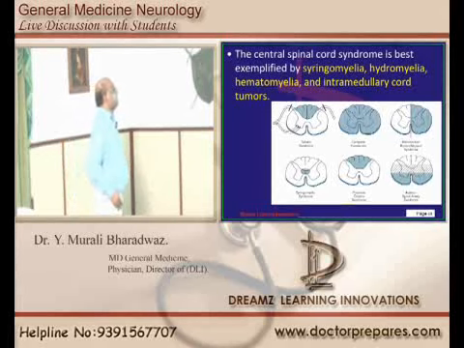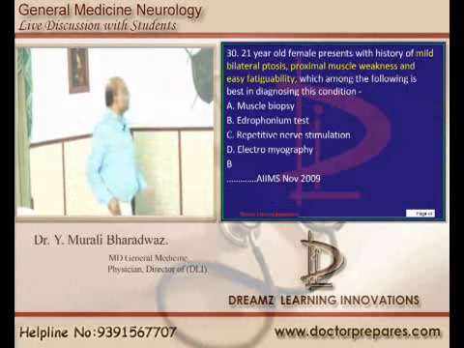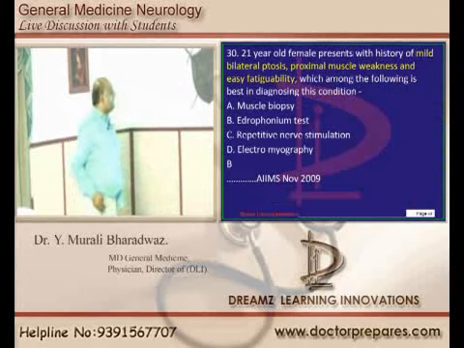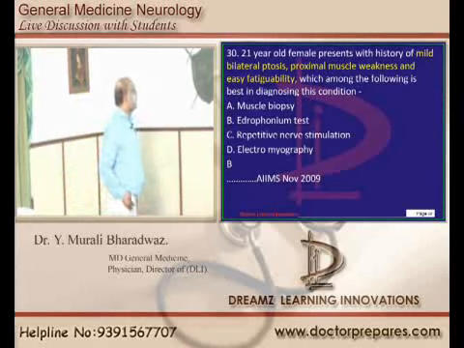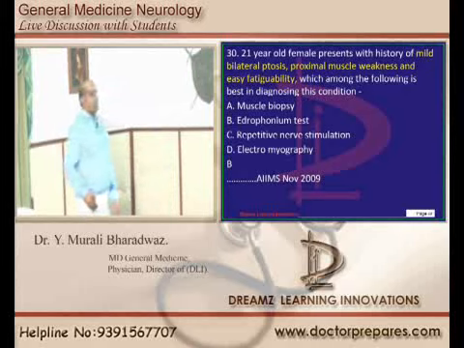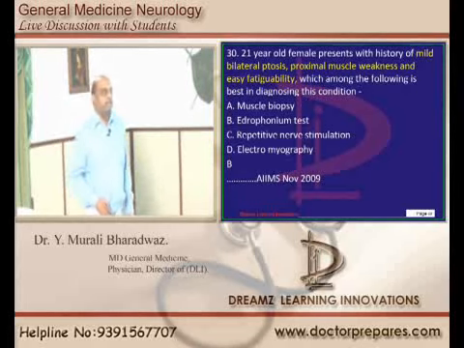A 21-year-old with mild bilateral ptosis, proximal muscle weakness, easy fatigability, then what is the most likely way that you can diagnose him? Favorite question, it is a case of myasthenia gravis, how do you want to diagnose? Now, in this question we are going to debate a favorite issue for the examiner.